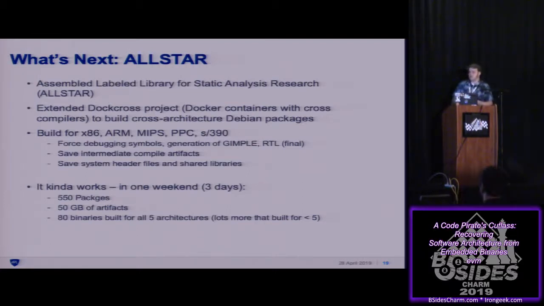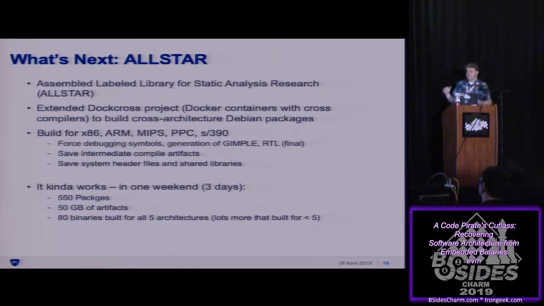So the next thing I'm working on is what we're calling All-Star, which is basically, in one phrase, build all the things. So we're taking Debian Linux, which has about 30,000 packages in it, and we're going to build it. Theoretically with Debian, and this is definitely theoretically in quotes, you can compile all those packages for all of the architectures that Debian supports. So you can compile it for x86, ARM, MIPS, PPC, and IBM S390.